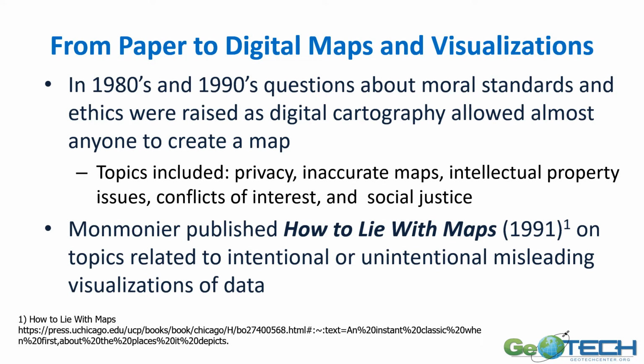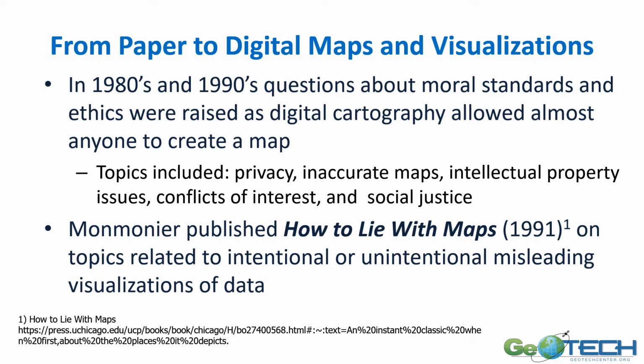Things really changed in the 1980s and 1990s as we went from paper maps to digital maps. It became much easier for just about anyone to create a map. So all these questions came up about ethics, privacy, about the individual and the data in the map, the accuracy of the maps, who owns that intellectual property. Are there conflicts of interest, social justice, and all sorts of other issues came up.